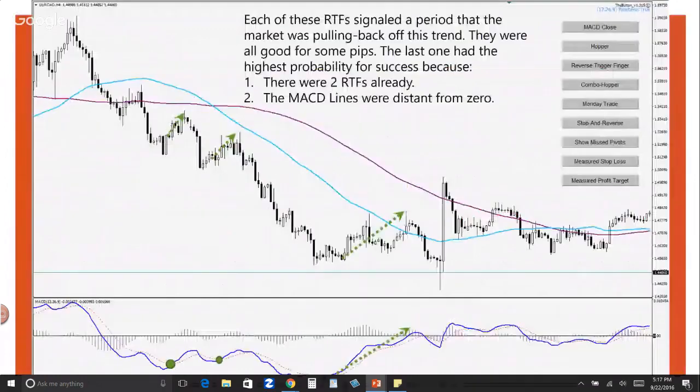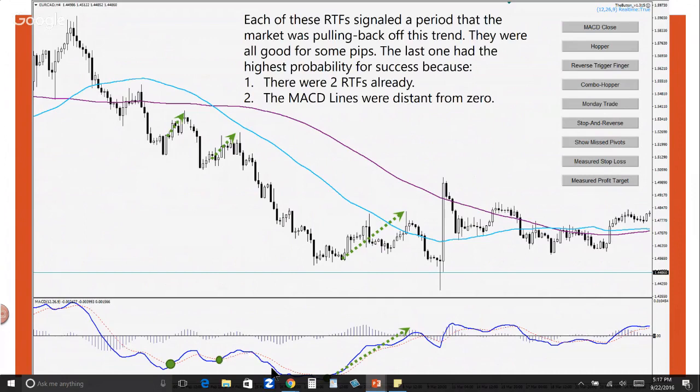Okay, so just a few tips to keep in mind, and here is what that looks like. Each one of these reverse trigger fingers signaled a period that the market was pulling back off this trend. They were all good for some pips, but the last one had the highest probability of success because there were already two failed reverse trigger fingers, as I call them, because the MACD line didn't make it all the way home. That happened once, and then it happened again, and then this last time we got it to make a nice long run all the way home. So this last one had the highest probability because we already saw it fail twice.